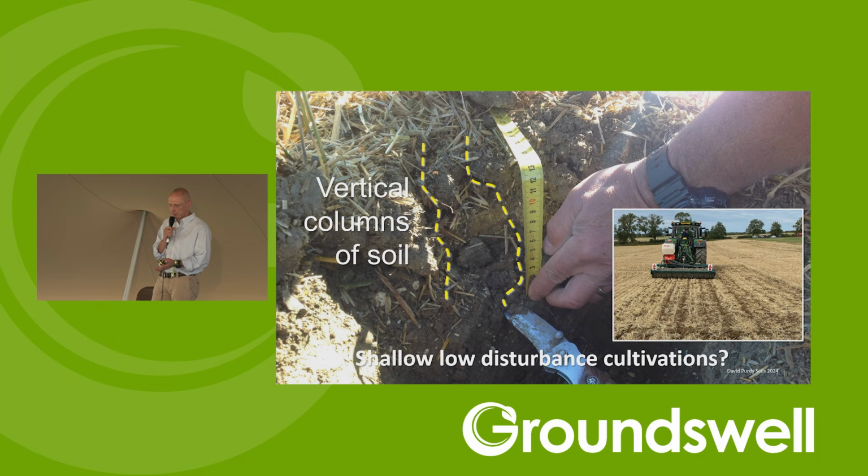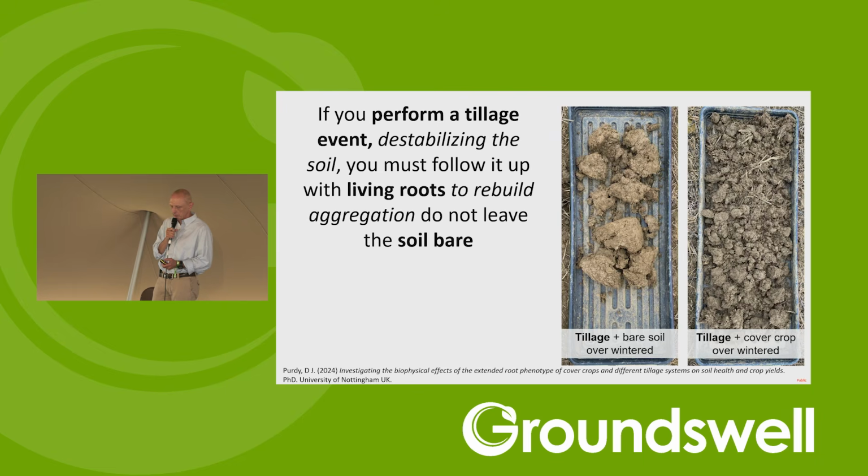So this is what it looks like. We're keeping vertical columns of soil strength. We're not destroying the structure. When we get heavy rainfall, it doesn't all pulverize, and we use very shallow 12 centimeter low disturbance cultivations. And I haven't got time to go into too much detail, but that's worked really well for us.